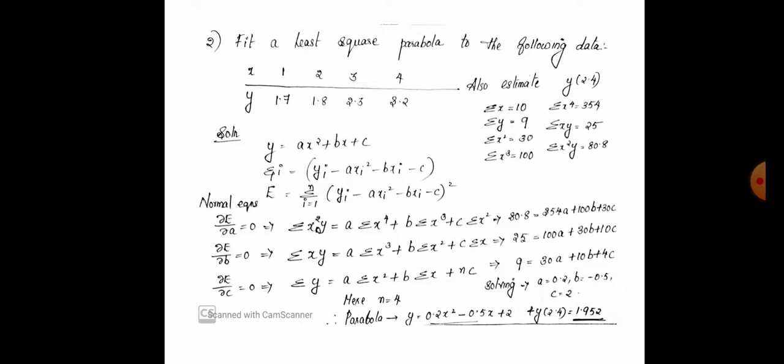from the given data. Then solving these equations, we will get the answers as a is equal to 0.2, b equal to minus 0.5, c equal to 2. And the equation of the best fit parabola is y is equal to 0.2x square minus 0.5x plus 2. And by substituting x is equal to 2.4, y of 2.4 is equal to 1.952. Hope you have got a basic idea about curve fitting of a straight line and parabola.